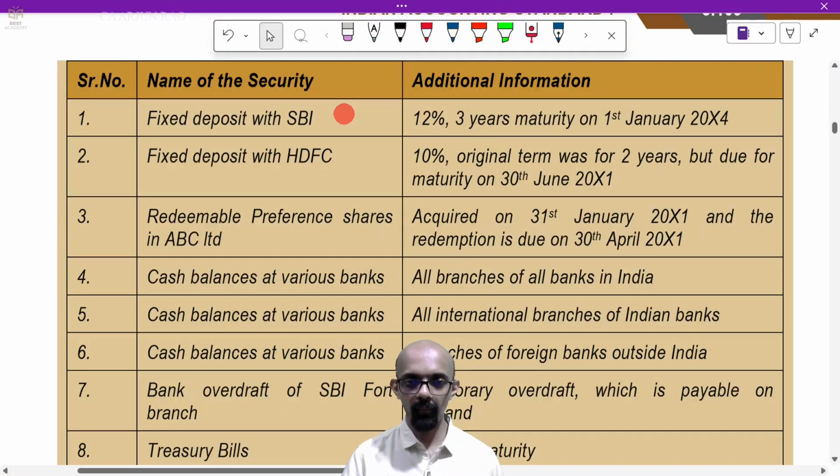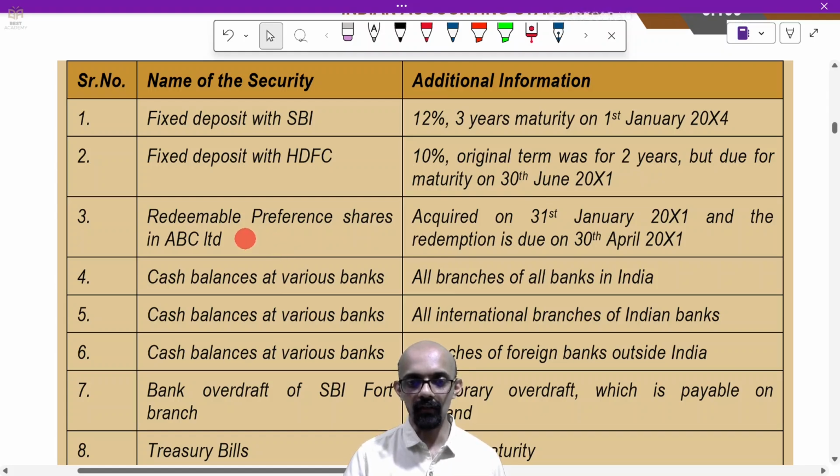So they have given fixed deposit with SBI 12%, 3 years maturity. So from date of issue it is 3 years. That's not a short period. This is not cash equivalent. Same way fixed deposit with HDFC, original term 2 years. So when you talk of fixed deposit, obviously it is unique to that particular company. So when it says original term, it means it has acquired the fixed deposits with a maturity of 2 years. Due date is not relevant. So original term is more than 3 months.